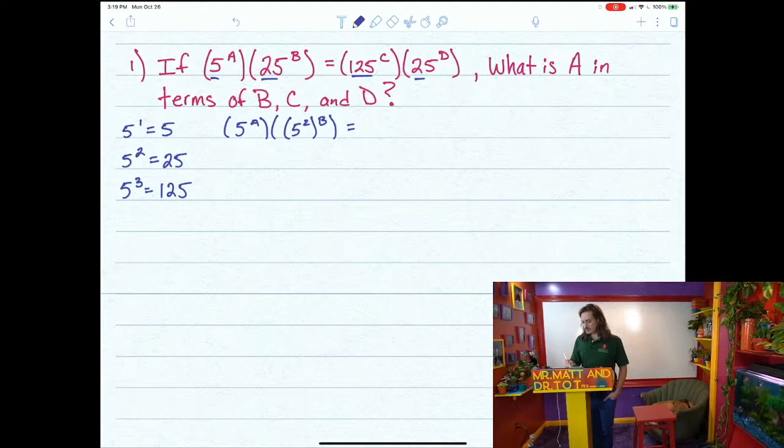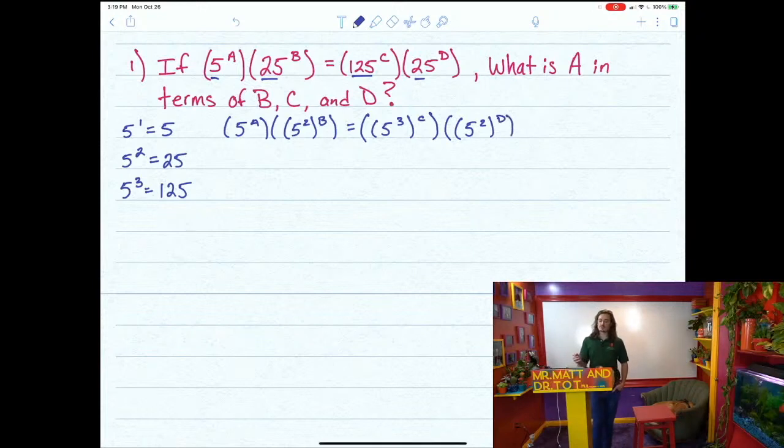125 we can rewrite as 5 cubed. So we have 5 cubed quantity raised to the c power, and that's times, instead of 25, we'll say, again, 5 squared. And that's going to be quantity times the d power. So now you have powers of powers within these parentheses. So let's go ahead and evaluate those guys.